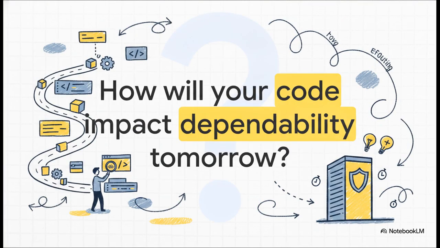Congratulations on making it through Chapter 9 and mastering software evolution. As you move into the next phase of your software engineering journey, I want to leave you with a somewhat provocative thought. Every single time you write a line of code, you're making a decision for a developer 10 years in the future. So ask yourself, how will the maintainability of your code today impact the system dependability of tomorrow?